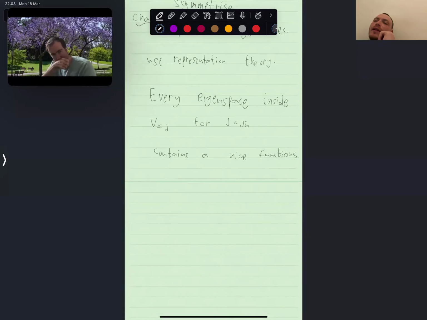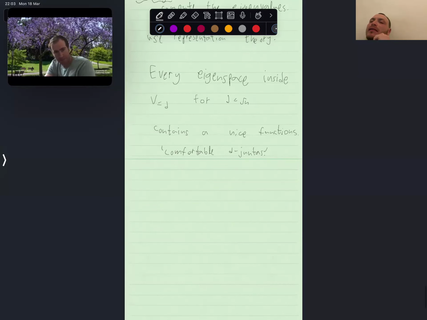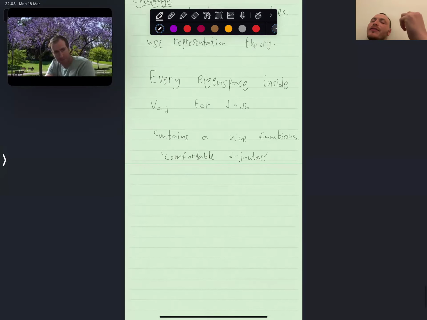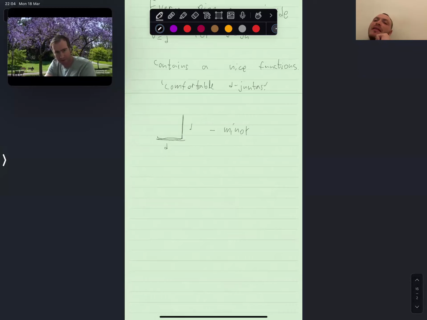This nice function we call a comfortable junta. If you look at the usual noise operator on the Boolean cube, the eigenspaces that correspond to degree D each contain the characters, which are juntas: they depend only on D variables. It turns out that in SUN there is a similar phenomenon: in V equal to D, you always have a function that depends on the upper D times D minor. And not only does it depend on the upper D times D minor, it's a very nice function of it.